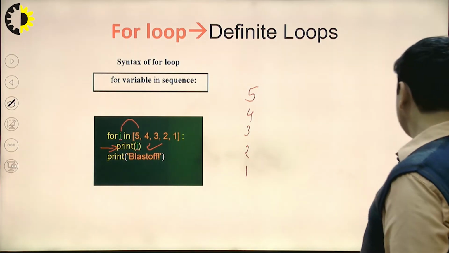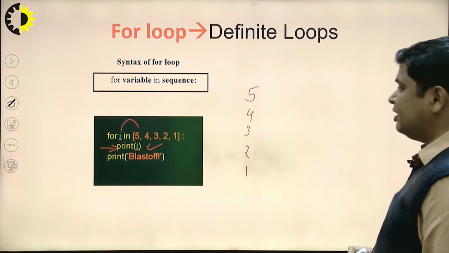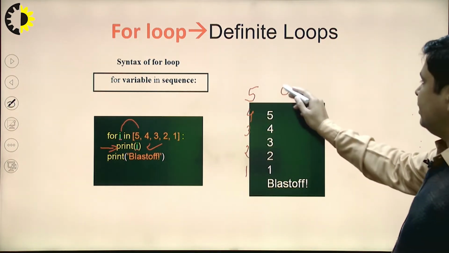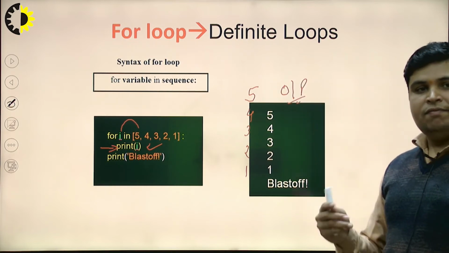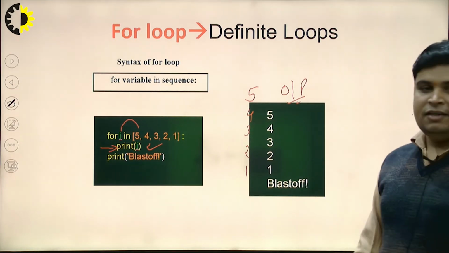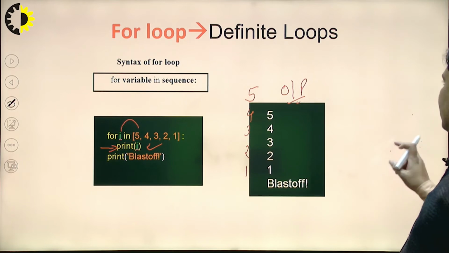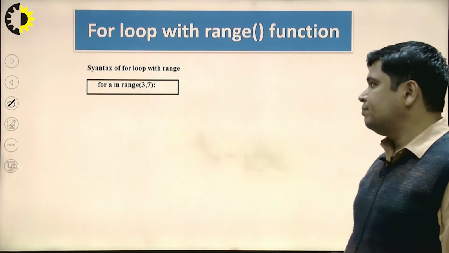Okay, you will see here when this piece of code is executed, this output will be generated. First 5, 4, 3, 2, 1, and finally the simple statement blast off will be executed. So this is about how to define the for loop.